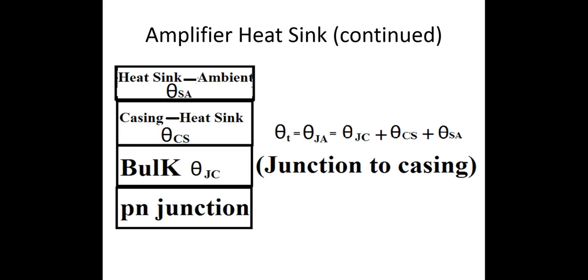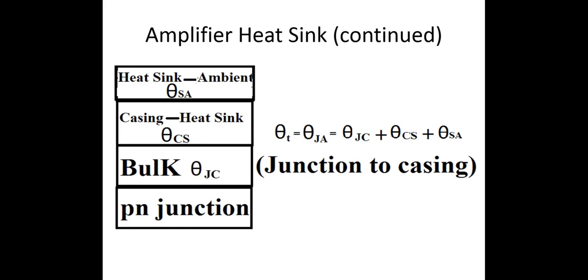Now, in absence of the heat sink, what will happen? The heat has to flow directly from casing to the ambient environment. Now you know, in the case of resistance, that resistance is inversely proportional to the area of cross section. Now the contact area of the ambient air with the casing is quite small, which will result in a very high casing to ambient environment thermal resistance.